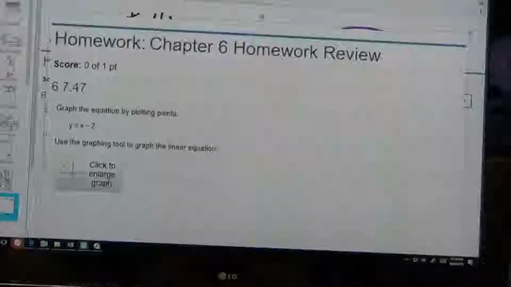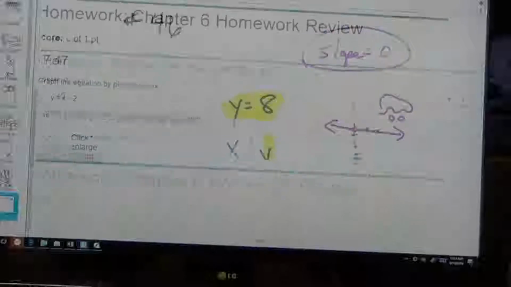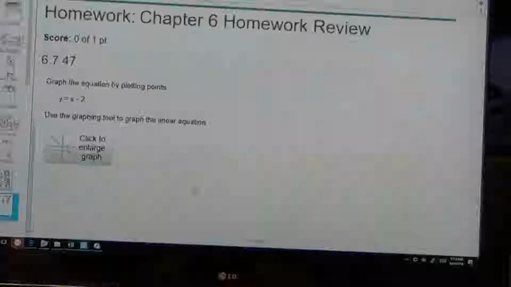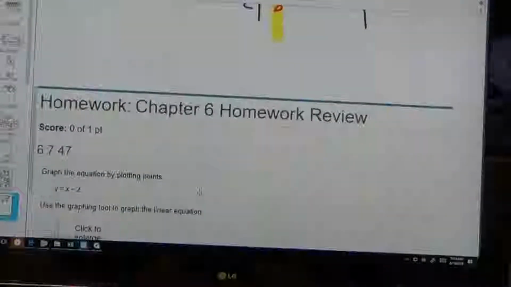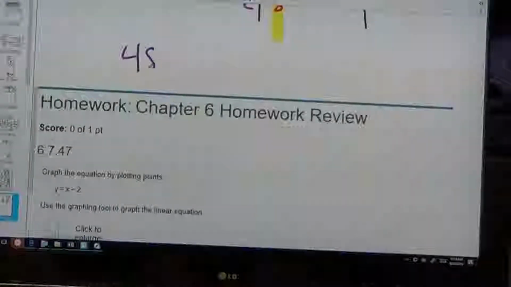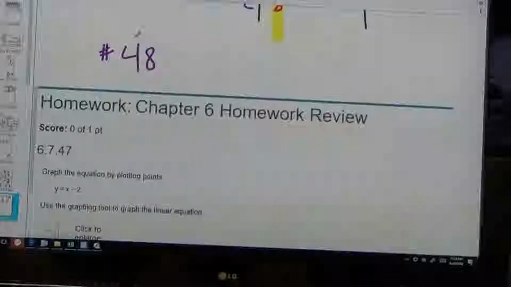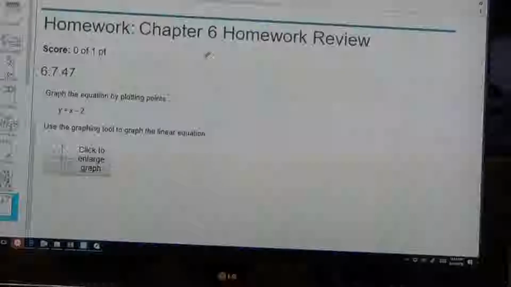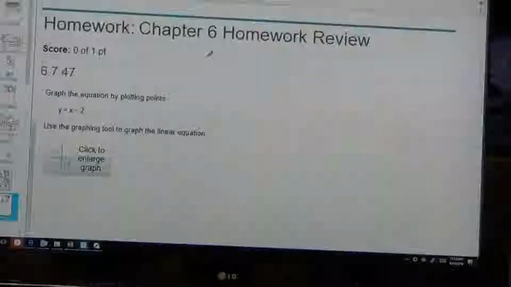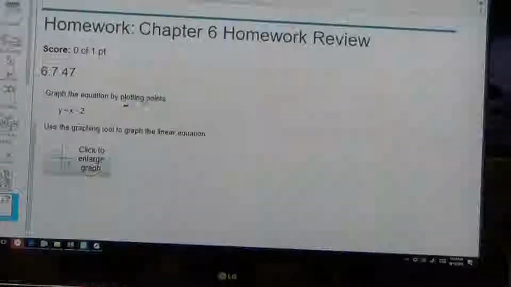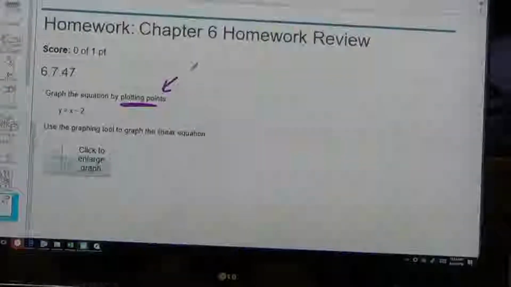This is number 48. What was that number that we just did? We just did 46. This is 48. Graph by plotting points, which means I don't care what you do.